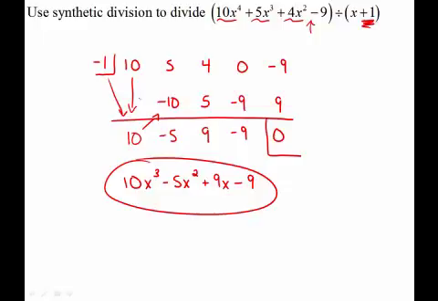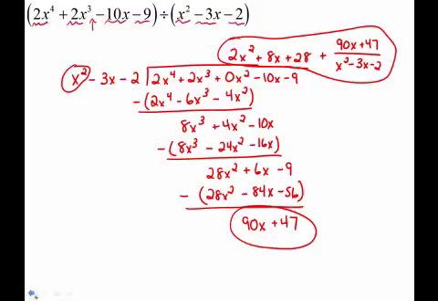And as you do enough of these, you can see that the math is just a matter of multiplying and adding, so synthetic division does become much faster than the mess that we just did in the problem before.